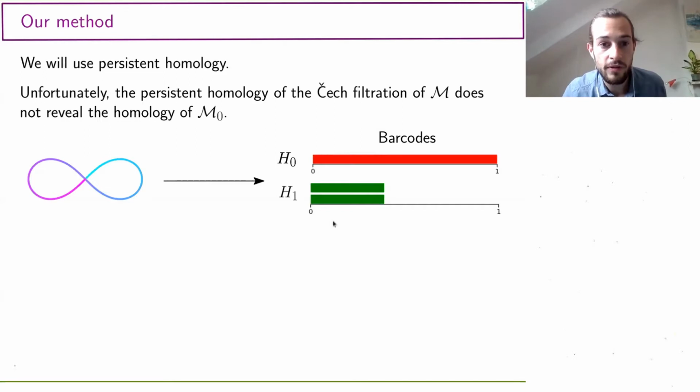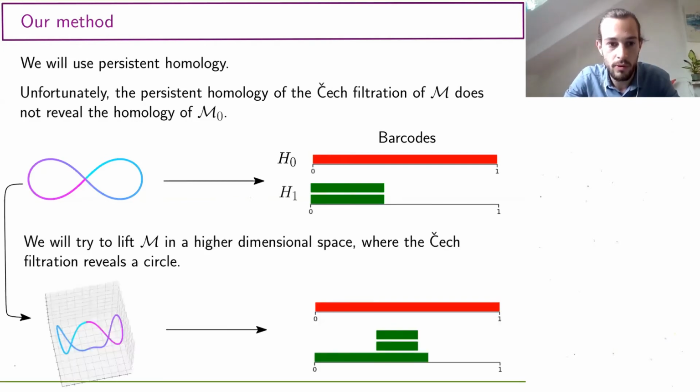But here, if you use the Čech filtration on your lemniscate, you obtain a barcode that tells you the homology of the lemniscate. You see one connected component here in H0 and two cycles that correspond to these two loops here. But we want the homology of a circle, right? So we will try to modify this set.